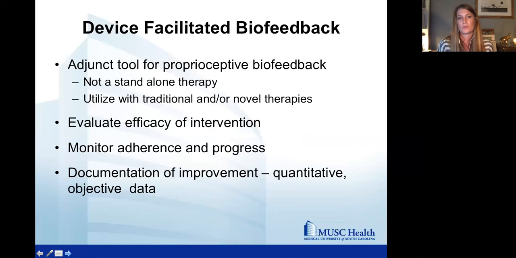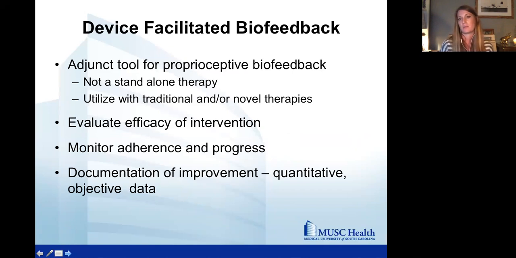I want to give a disclaimer here that device-facilitated biofeedback in any modality is just an adjunct tool for the proprioceptive portion of the therapy. It's not a standalone therapy. So you're not passing a catheter on a patient, walking out of the room, coming back 30 minutes later and saying, okay, good job, time to go home. You do need to utilize this with a traditional and a more novel therapy or systematic programmatic therapy.